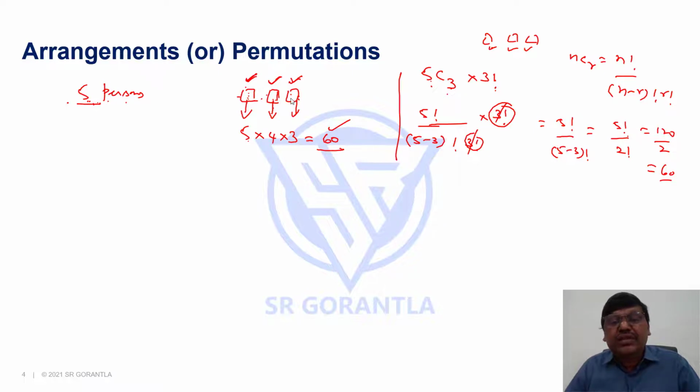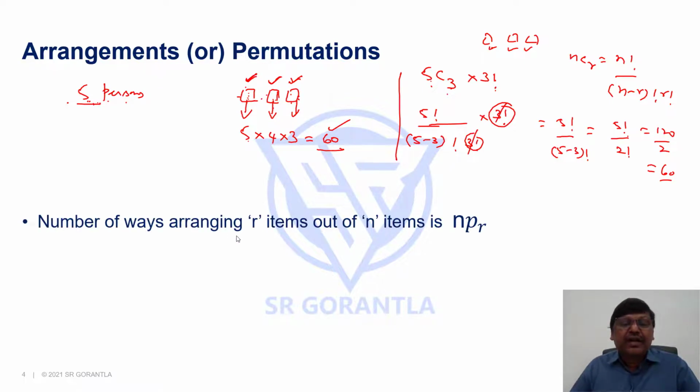We are arranging only 3 persons. So the number of ways of arranging r items out of n items will be nPr. As I said, this has got 2 stages. First, we have to select r people out of, like we are selecting 3 people out of 5.